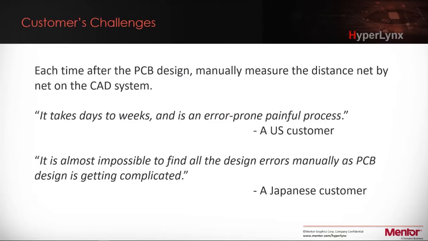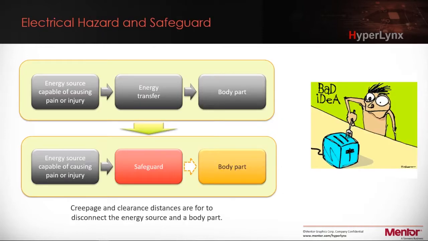Mentor has had many discussions with its customers on how they perform these safety checks and how tedious of a process it is. Some quotes here say it takes days to weeks and is a very error-prone, painful process. And another customer said it's almost impossible to find all of the design errors manually as the PCB design is getting increasingly complicated. In order to protect users or maintenance persons, circuits that are accessible must be electrically isolated. For example, if you open the maintenance door of a copying machine, you are not expecting to see the motor moving. The motor and the power circuit need to be isolated.